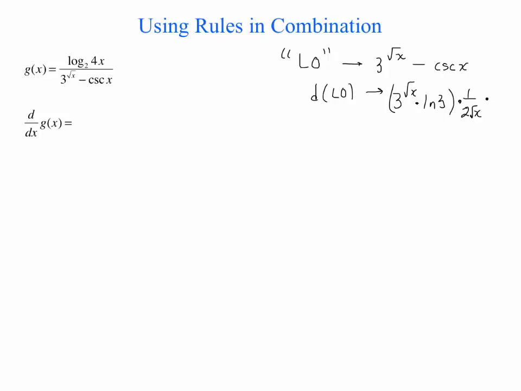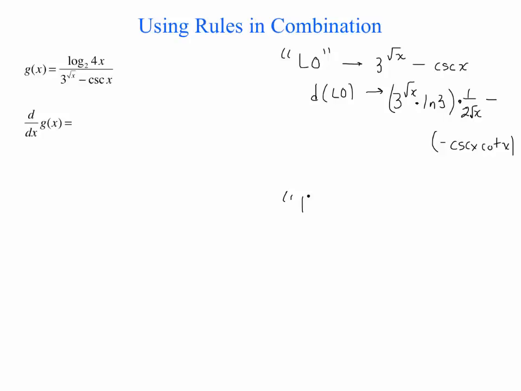Then minus, look at you, so what is the negative cosecant x times cotangent x? What's that? So that there is the rate of change of the denominator, or d low, right there.